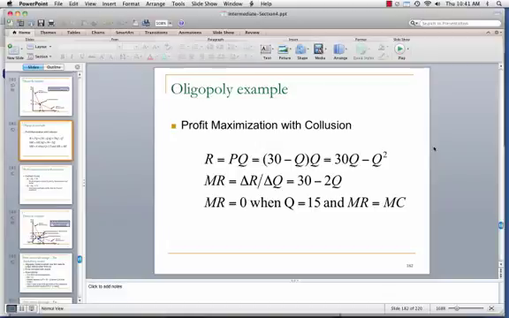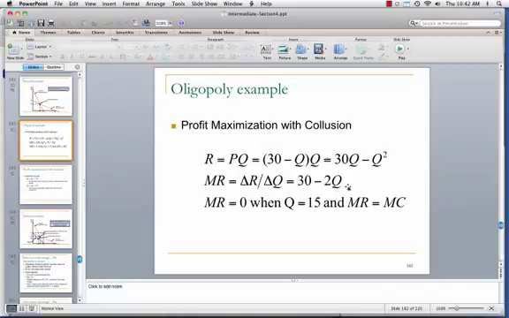Okay, so if we use that same set of numbers that we had before, I still have my 30 minus Q, which is my inverse demand curve, and I have my Q, which is basically the Q1 and Q2. I'm going to still have my marginal revenue now. If I'm trying to solve this, this Q is the big Q. That would mean that if I take the first derivative of 30Q minus Q squared, that would be 30 minus 2Q.